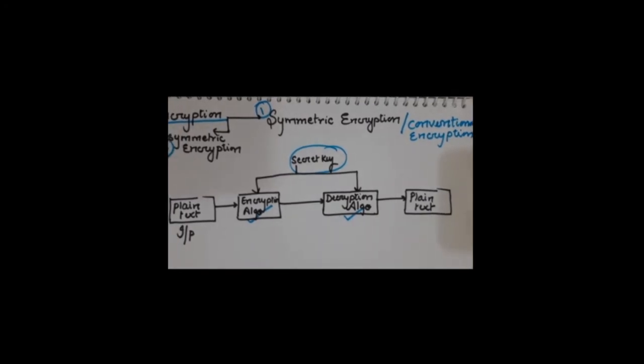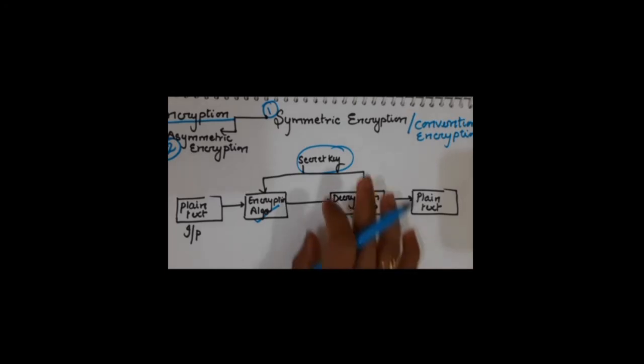I would also like to tell you some more things about symmetric encryption. Symmetric encryption transforms plain text into ciphertext using a secret key and an encryption algorithm. Using the same key, a decryption algorithm is also used, and then the ciphertext is converted into plain text. If you see this diagram, you can understand the entire procedure of symmetric encryption.